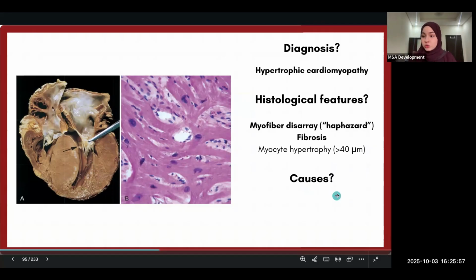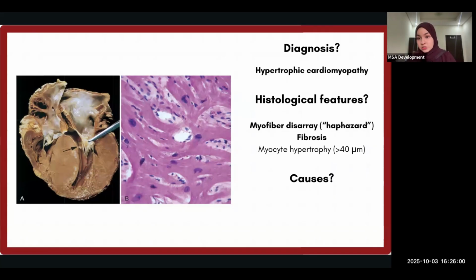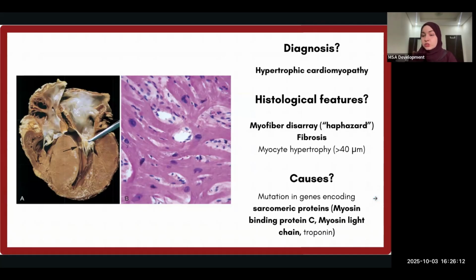Now, what are the causes of hypertrophic cardiomyopathy? Now, in comparison to dilated cardiomyopathy, hypertrophic is purely genetic. So what genes could be mutated? You have genes encoding sarcomeric proteins. In dilated cardiomyopathy, what did we have? We had cytoskeletal proteins. Here we have sarcomeric proteins. So we have myosin binding protein C and myosin light chain and troponin. Know these genes very well, please.